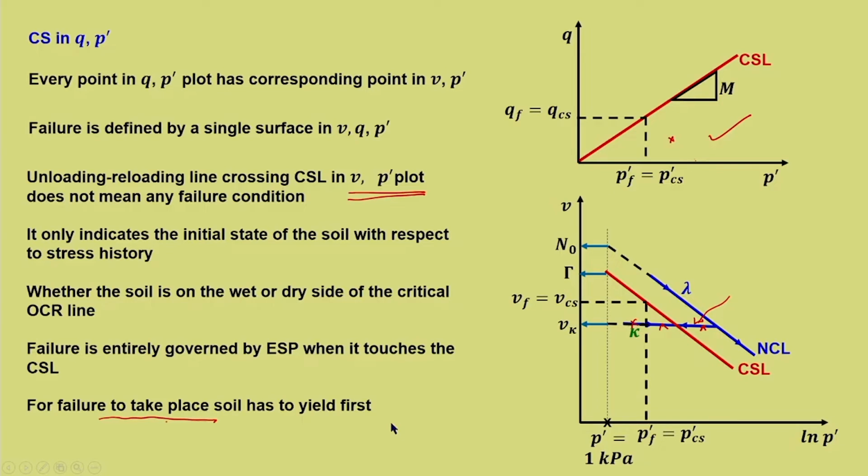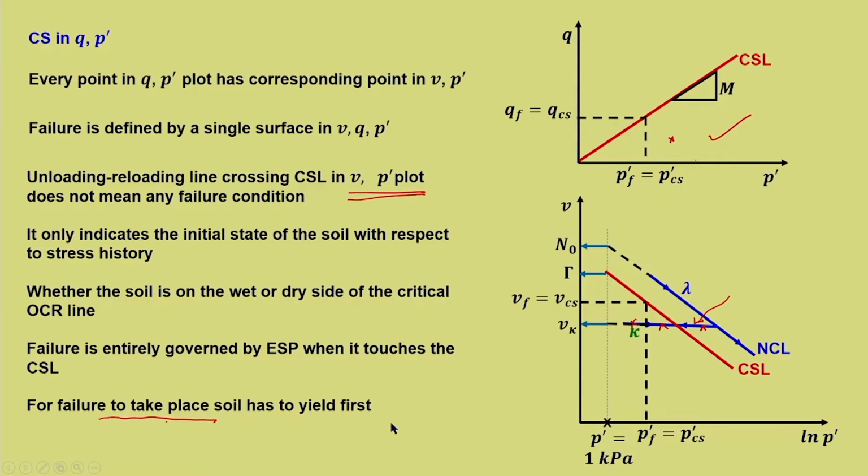I am not going into the details right now. You can underline this fact that for failure to take place, soil has to yield first. This particular understanding is extremely important when you try to understand the behavior of OC. Okay, so let us hold on for the time being about this yielding, but make sure that we understand that for failure to take place, soil has to yield first.